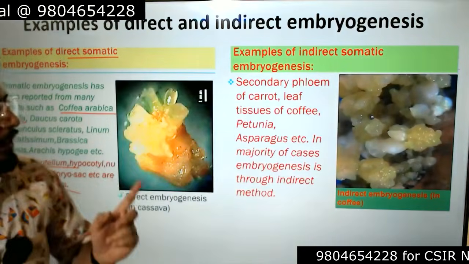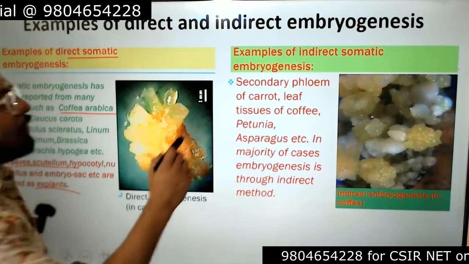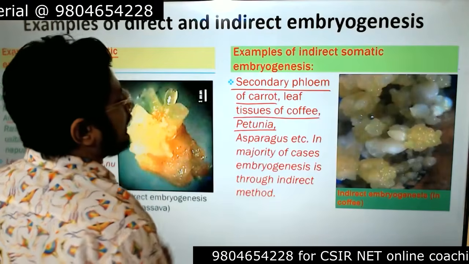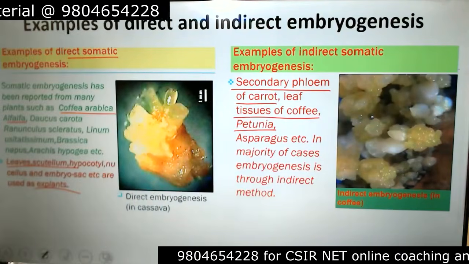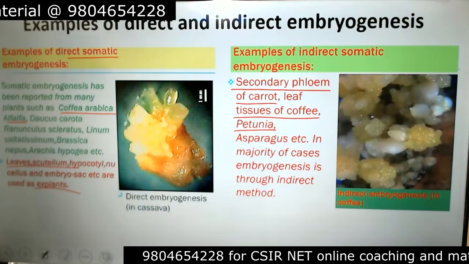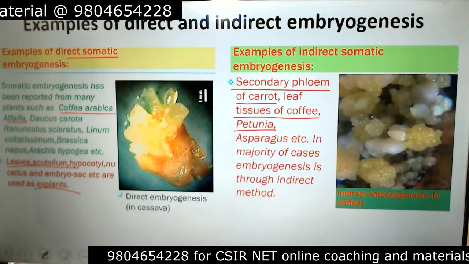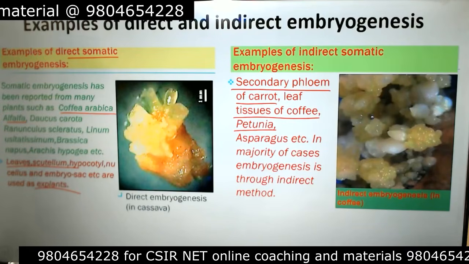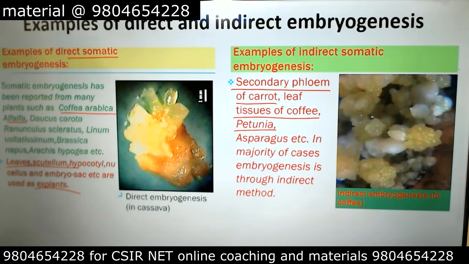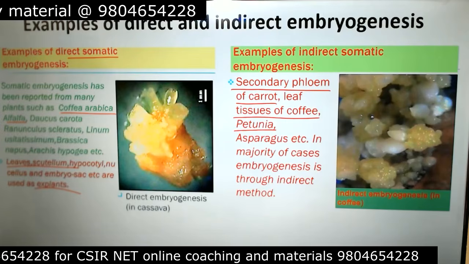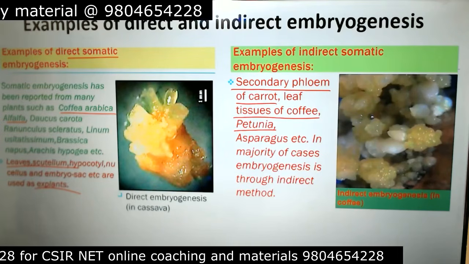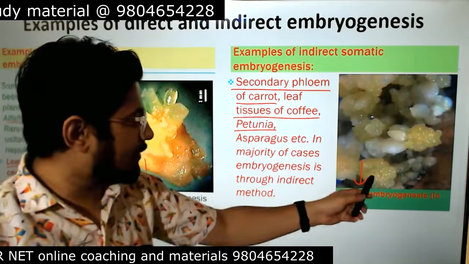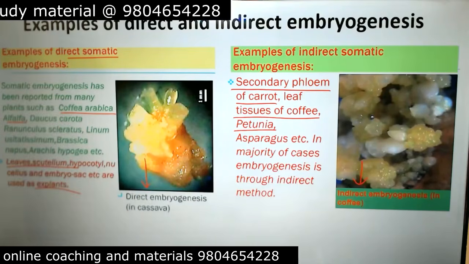On the other hand, we see the secondary phloem structure formation of carrot, leaf tissue of coffee, and petunia. All of these are used for indirect somatic embryogenesis, where callus is the predominant structure that forms. From callus, they produce plants, bipolar structures. So this is direct embryogenesis, and this is indirect embryogenesis, with formation of callus again in coffee.